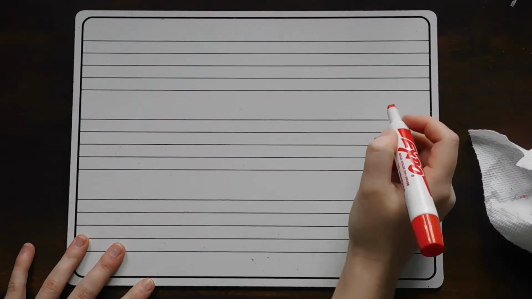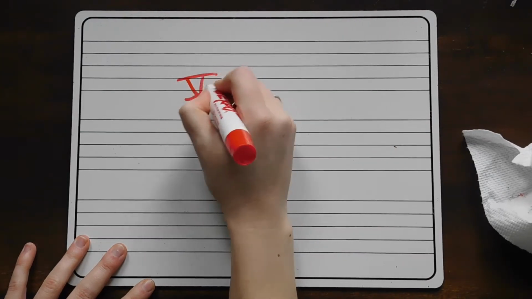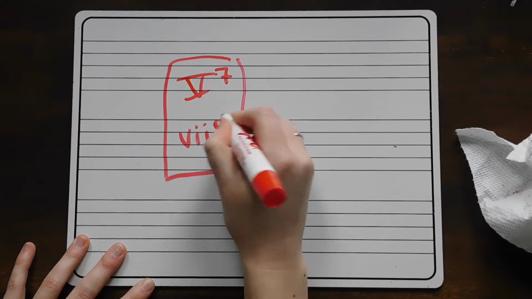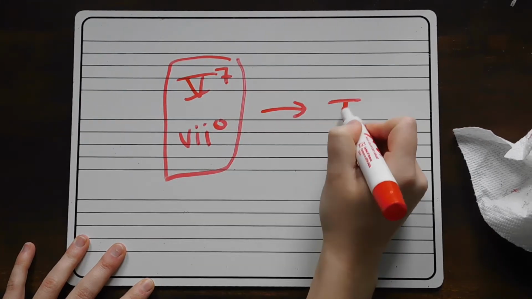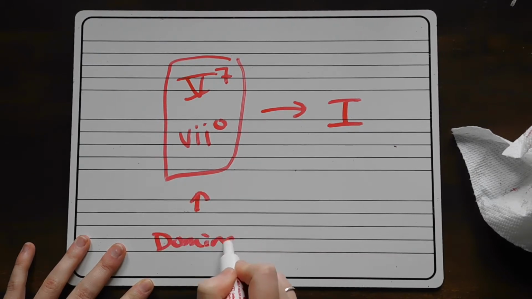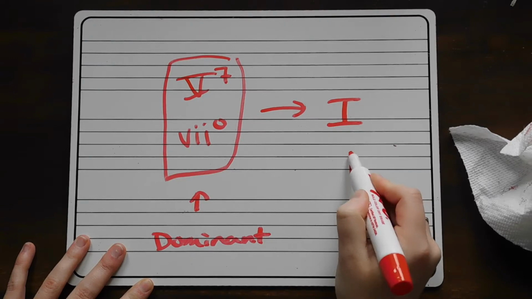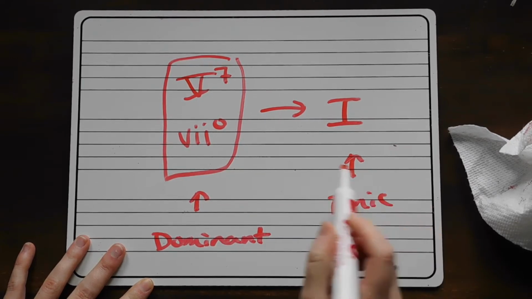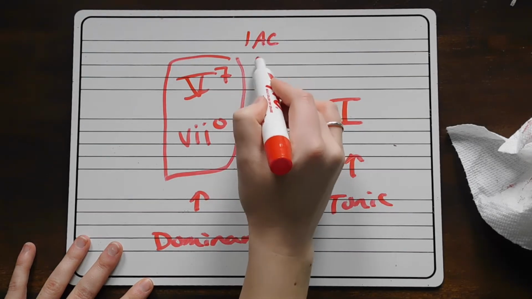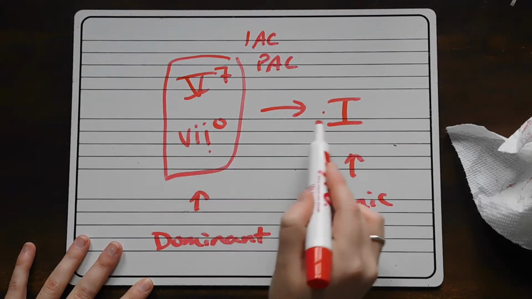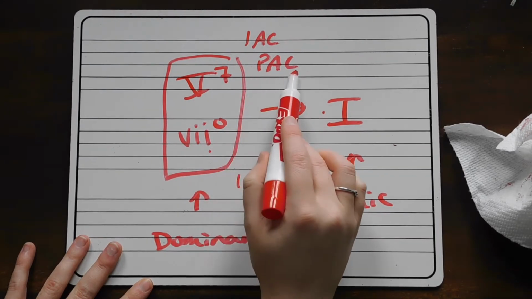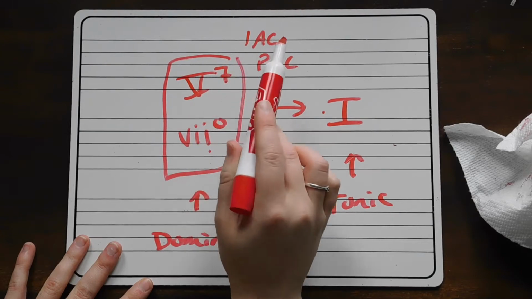So if you think about that flow chart that we've talked about in the past, it always has 5-7 in a box with 7, right? And then it goes to 1, correct? And what we call this box is the dominant function, right? Dominant function to tonic, which kind of leads into our cadences. If it's a 5-1, it's a PAC or IAC, right? If it's a 7-1, we still label that as a perfect authentic cadence or imperfect authentic cadence, right?